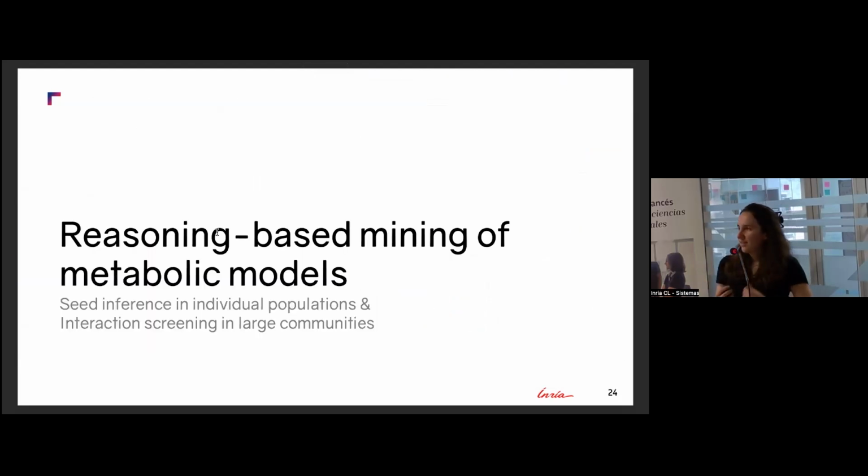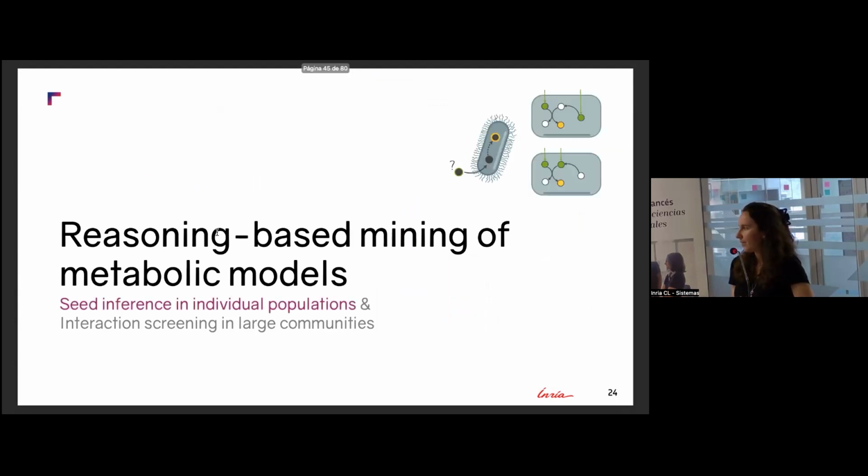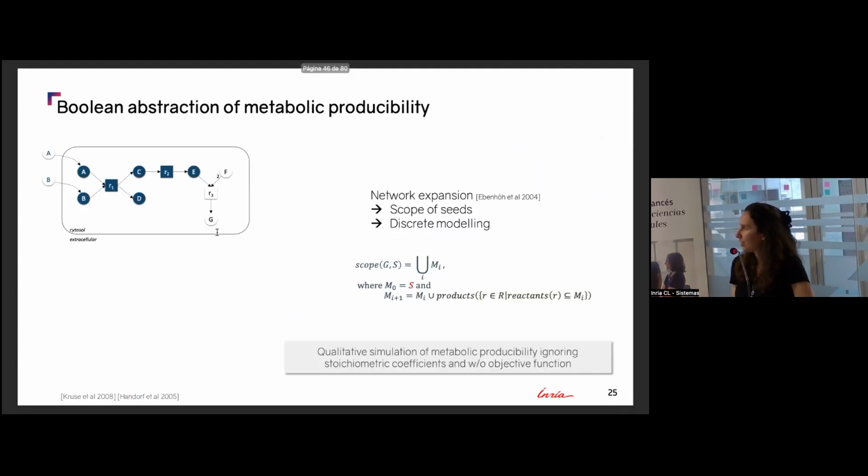So all of these models that I presented so far, they work with small communities. So it's not really scalable. And when it comes to larger communities, we use an entirely different type of modeling that is reasoning based. So first, I will present this topic and a first project.